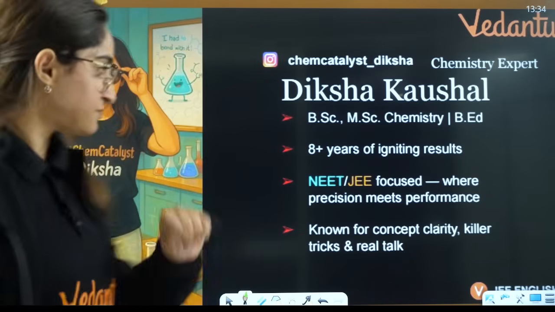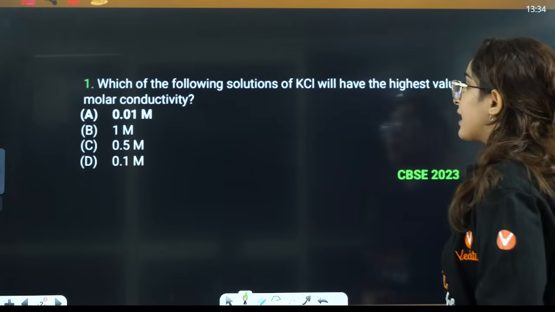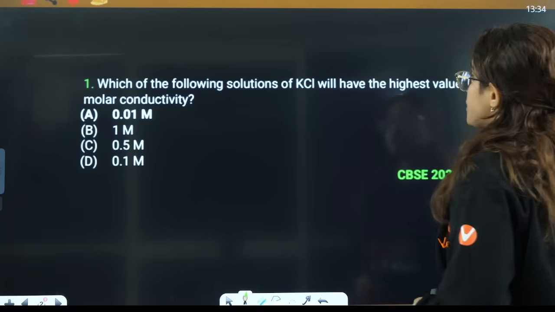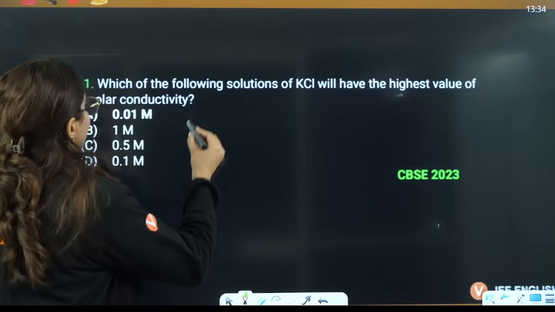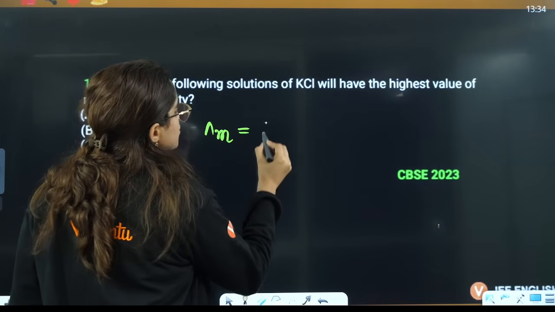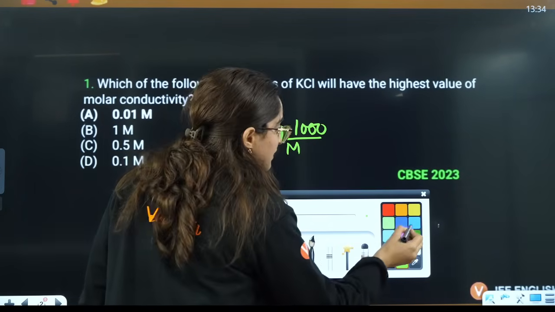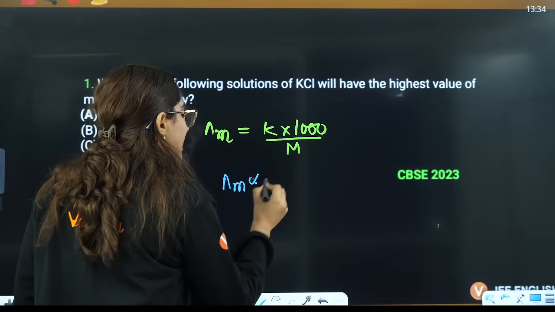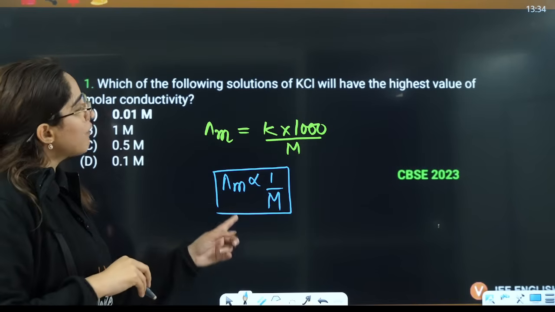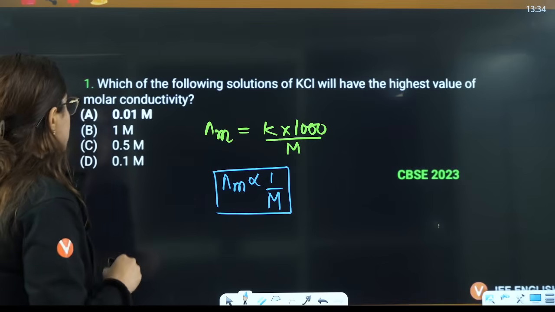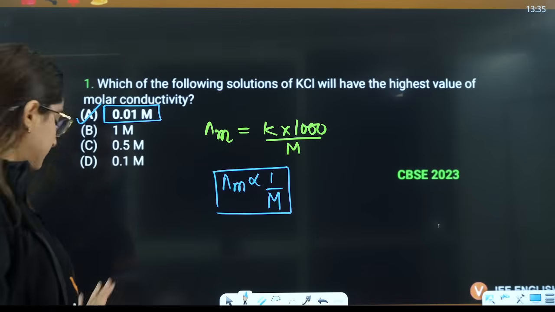Okay, so let's start. The first question is from CBSE 2023: which of the following solutions of KCl will have the highest value of molar conductivity? Molar conductivity equals kappa into 1000 divided by molarity. Molarity and molar conductivity are inversely proportional, so for the highest value, molarity should be lowest, and this is lowest in option A. So A is the correct answer here.